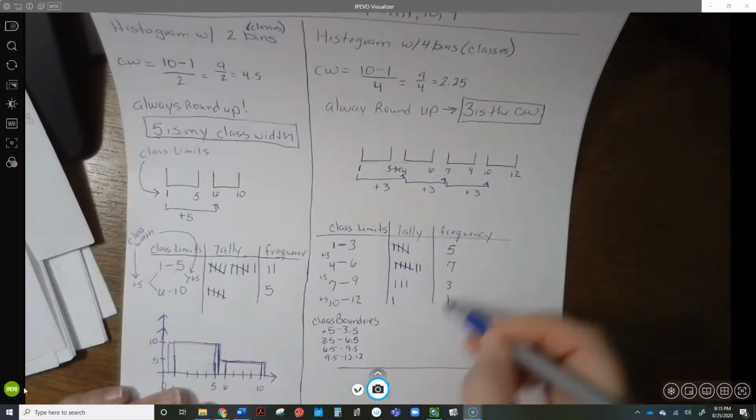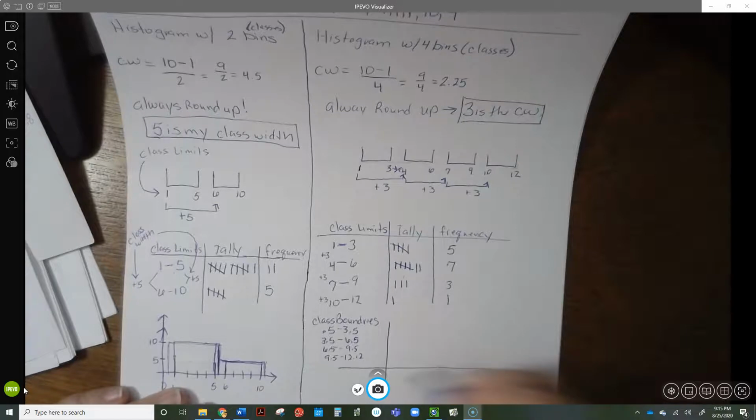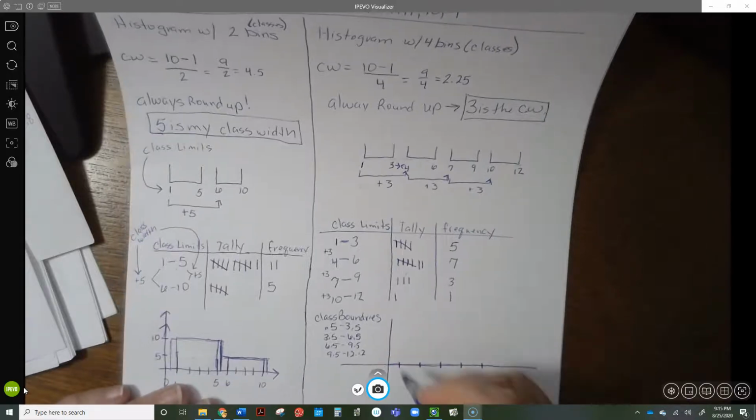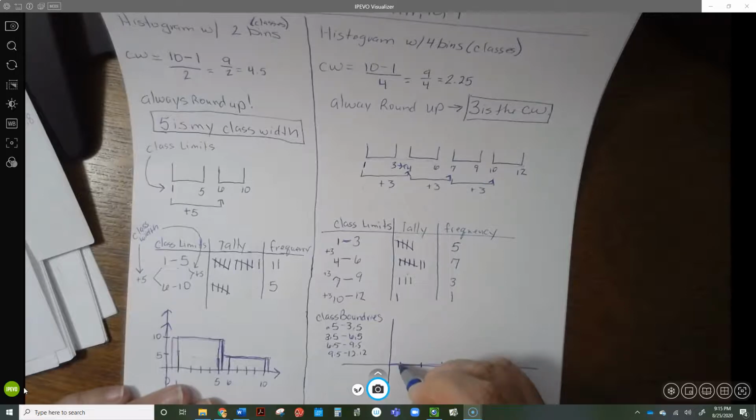The tally marks are the same. The frequency is the same. It's just that when you go to the number line, you've got 0.5 right here, 3.5 right here, 6.5 right here, 9.5 right there, and 12.5 right there. I'm cheating a little bit because I'm not really spacing out the number line the way it should be.